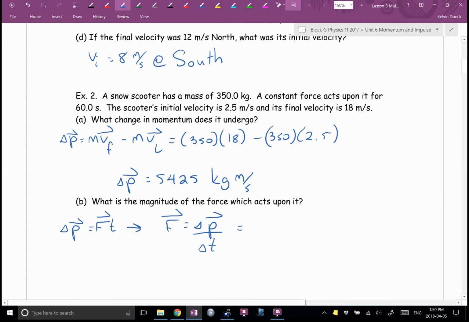What was the impulse? 5, 4, 2, 5. What's the time in this question, Gagan? Yep. What's the average force?